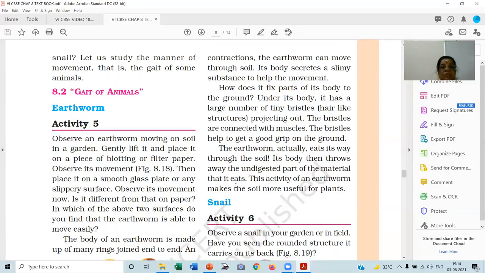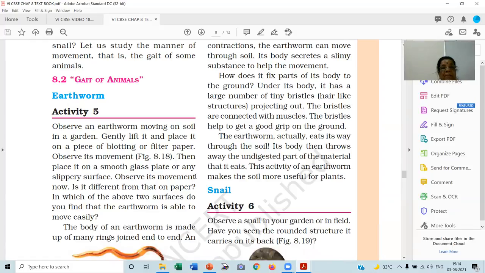So now the earthworm. Observe an earthworm moving on soil in a garden. Gently lift it and place it on a piece of blotting or filter paper, and observe its movement. Then place it on a smooth glass slide or any slippery surface. An earthworm cannot move on a glass slide or slippery surface because it cannot get the grip. On soil, it can get the grip with the help of bristles or body setae, whereas on a smooth glass slide the earthworm cannot get the grip. So it is marked.